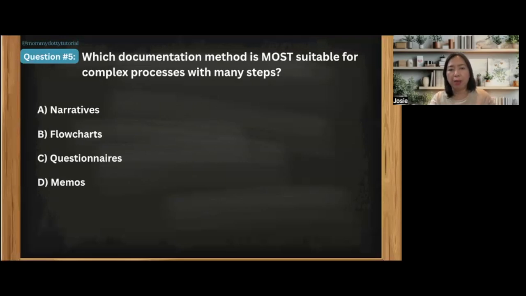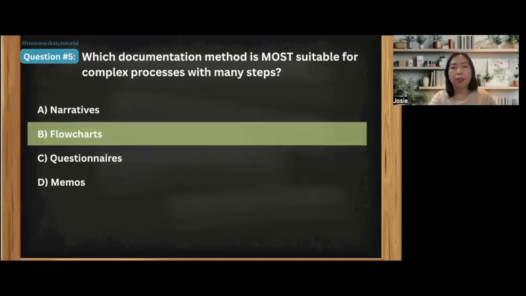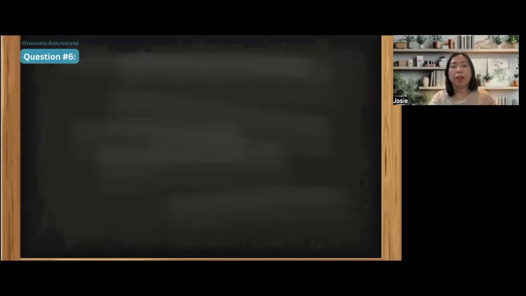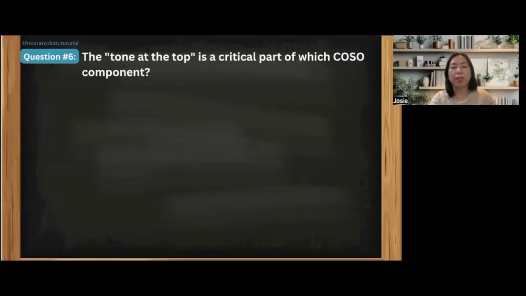So flowcharts, I mentioned to you, are more visual. Okay. So it's like a map with a lot of processes, with a lot of arrows. For example, the order to cash cycle. So making them ideal for complexity. Narratives is more on wordings. Okay. Now let's go to question number 6.